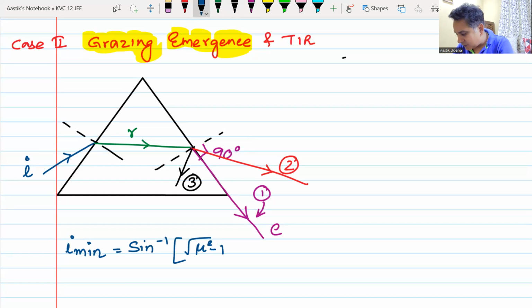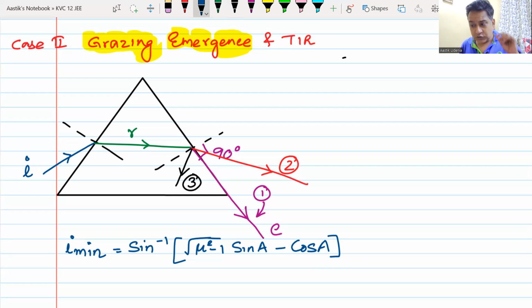It's not very difficult to derive this, but it will take me maybe 10 to 15 minutes to derive it and then give you the answer. So instead of wasting those 15 minutes, since it's not required, I'll just give you the final answer that we are supposed to get. To have grazing emergence, this is the formula that you must remember.